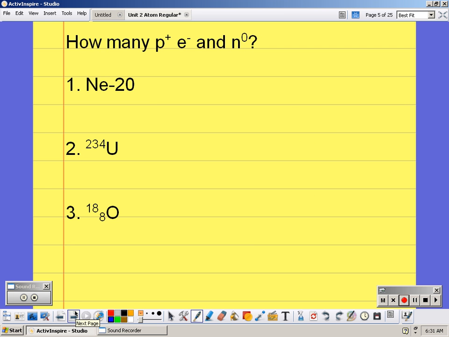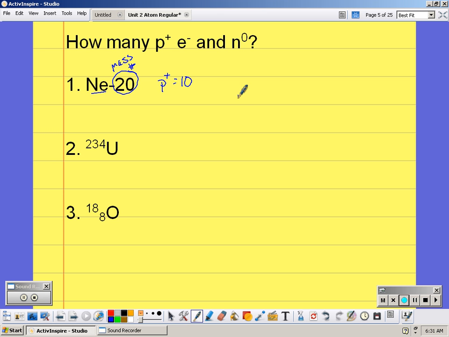Alright, so how many protons, electrons, and neutrons do these 3 isotopes have? Neon-20. So this is my mass number. My element is neon. So if I look on the periodic table, I know that the protons are 10 because neon is number 10 on the periodic table.